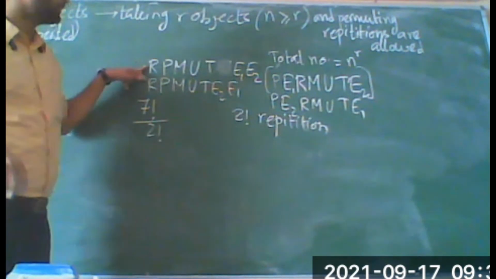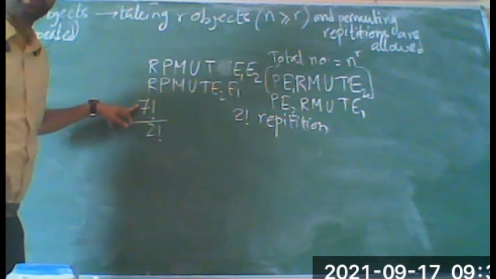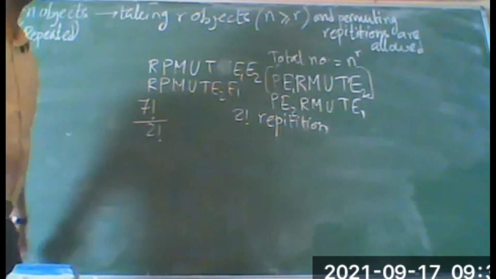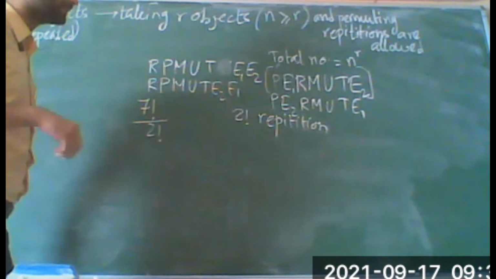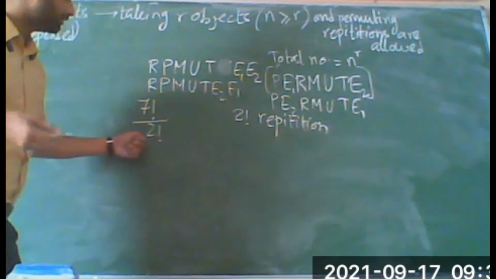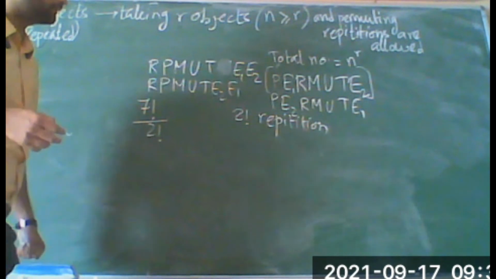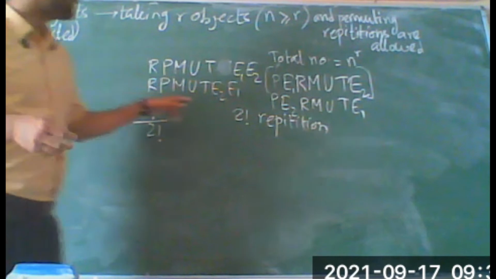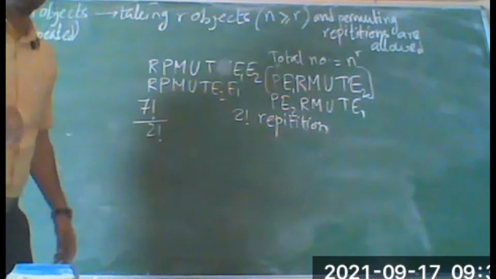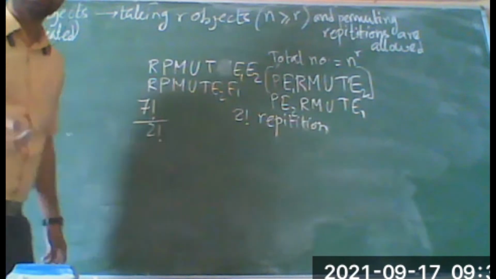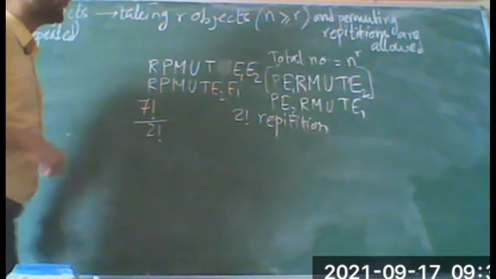Because each of the 7 factorial permutations is repeated, we need to reduce, to avoid, this repetition. That's why we are dividing by it. Suppose instead of 2 we have 5 repetitions. Then we will divide by 5 factorial. So in this way it will work.